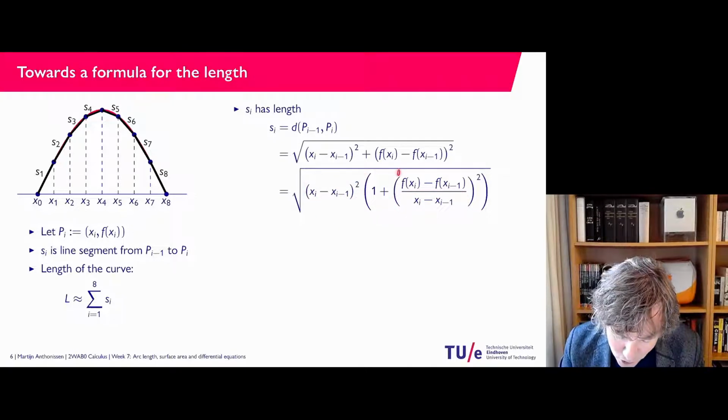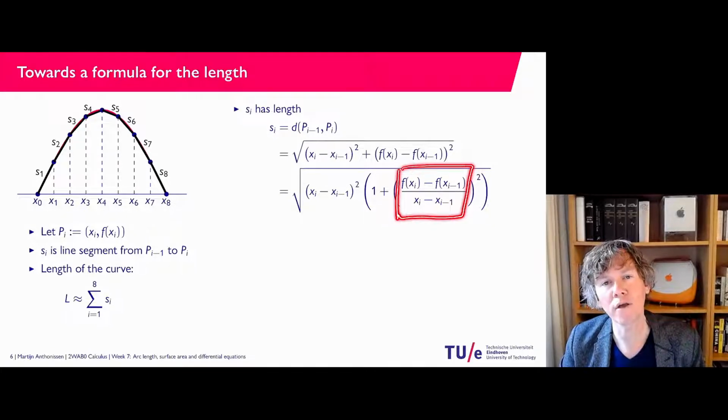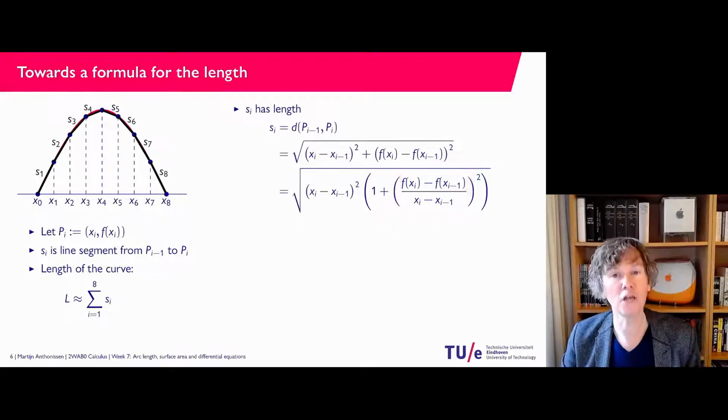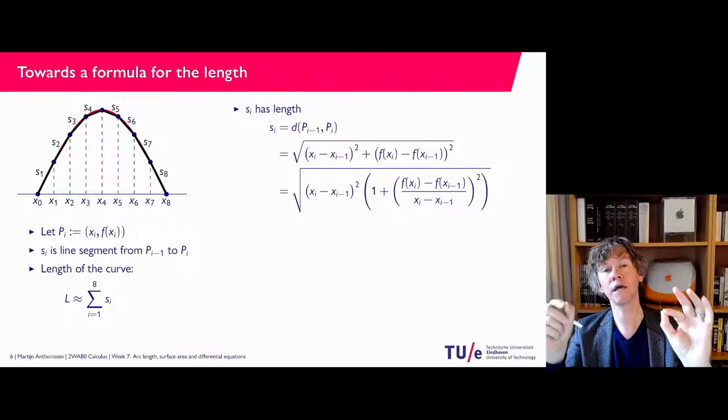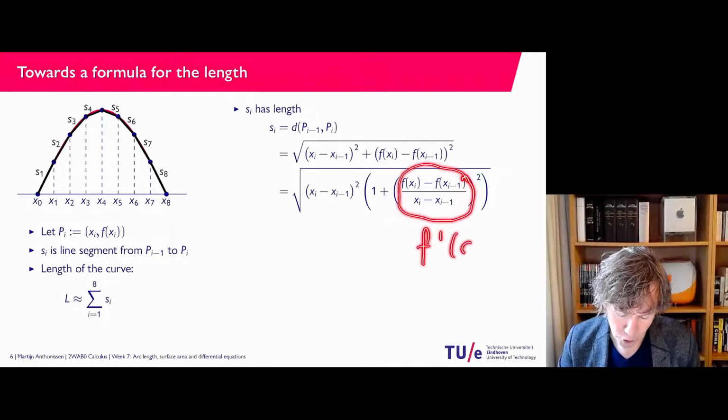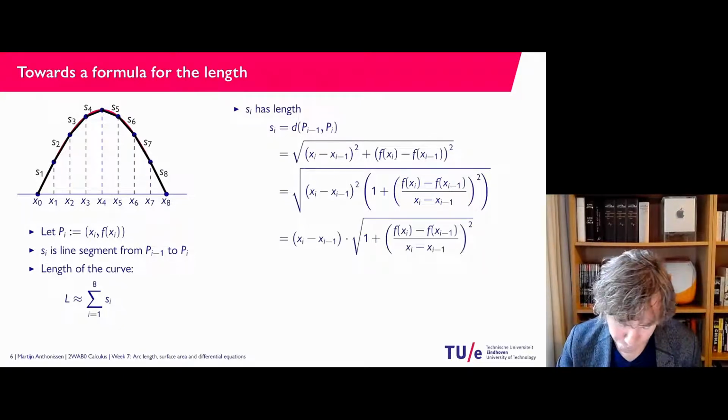Well, this here, that looks a lot like what we have seen on the previous slide in this mean value theorem. So apparently I can find a Ci in between xi minus 1 and xi, for which whatever is here in between these parentheses equals f prime Ci. So that's the last step that I'm going to do here.